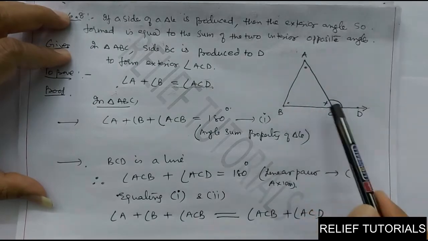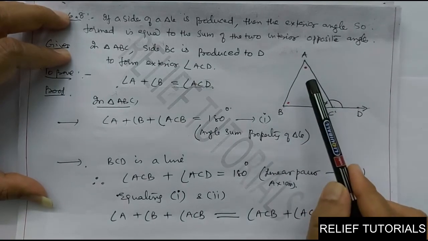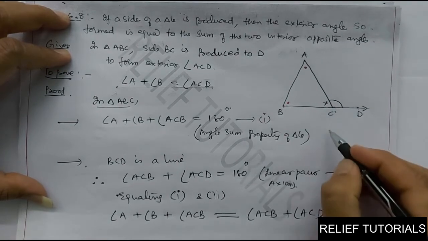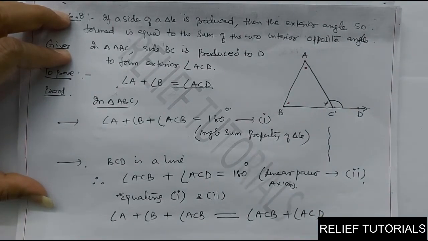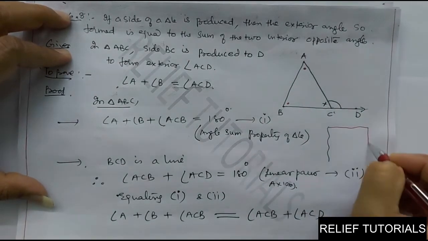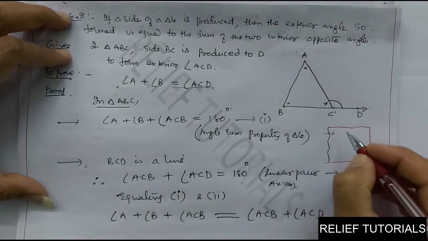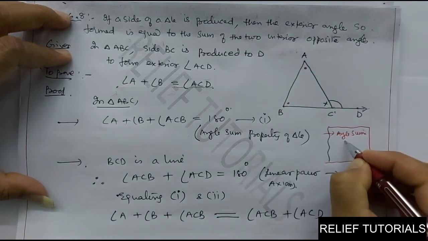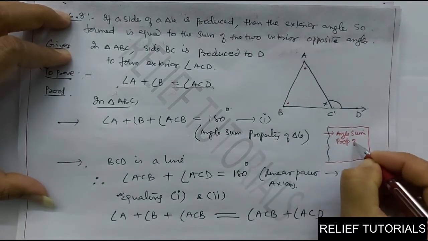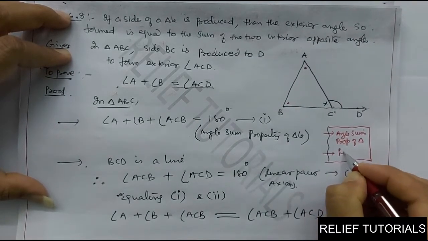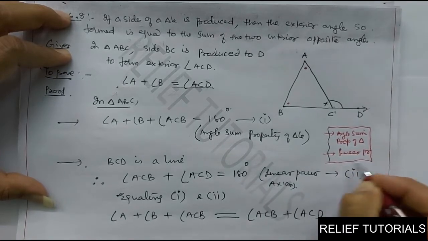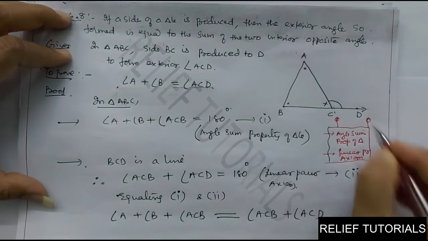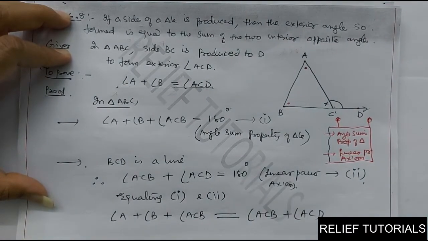What I have done, see friends: first I have used the angle sum property of a triangle, the sum of three angles of a triangle is equal to 180 degrees. Then I have used the linear pair axiom. If you want the moral of the story, the fundamentals you have to use here are, first, the angle sum property of a triangle, and second, the linear pair axiom. On the basis of these two properties, you can prove the theorem.